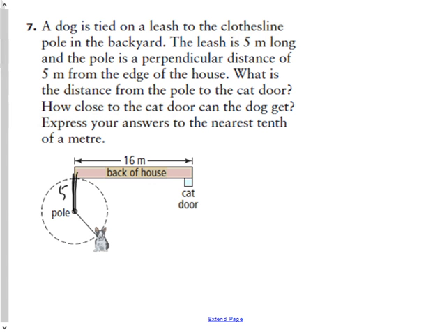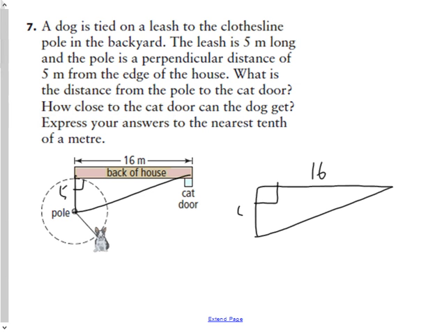So, the only information not given here, that the rest of the questions kind of did for you, is that it didn't give you that black line saying the perpendicular distance of the pole to the back of the house is 5 meters. So what that really means is I can draw this information, and then I could connect the pole to the cat door. And when I look at this, I really have a right triangle with 16 and 5, and that distance from the pole to the cat door is the hypotenuse.